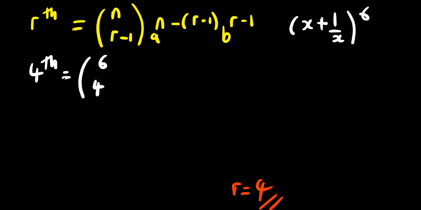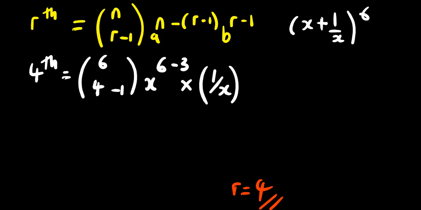We found that it is 4 minus 1. Then we say x. Now x will be to the power 6, n is 6. Now we're using the binomial expression. It will be 6 minus r minus 1. In this case, our r, when you subtract 4 minus 1, will be 3. So it will be 6 minus 3. This is multiplying by, now we have 1 over x.